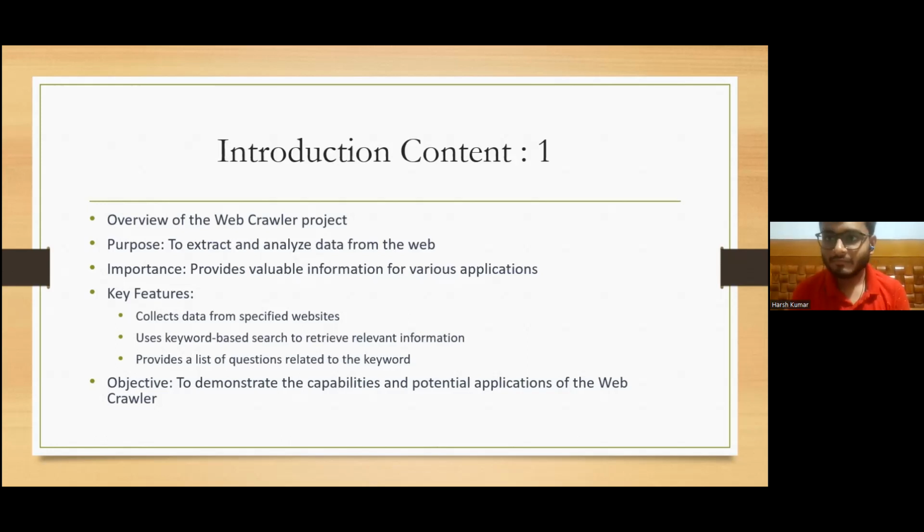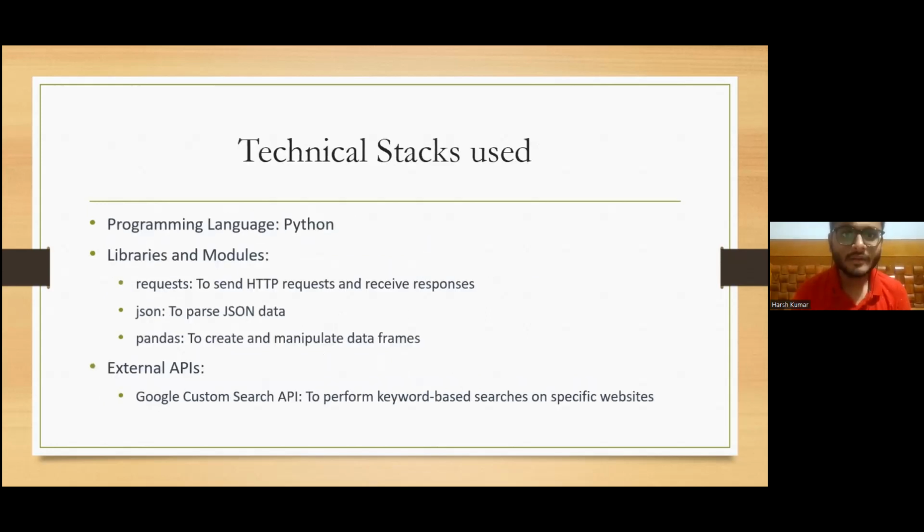From the start, let me make this clear. As sir asked in the previous presentation, it collects the data from specific websites. For example, if I write reddit.com in the code, it will search from that specific website only. It uses keyword-based searches to retrieve relevant information and provides the list that we can store in a CSV format as well, which we'll see in the code. So let's get started. The technical stack that I have used: it is coded in Python.